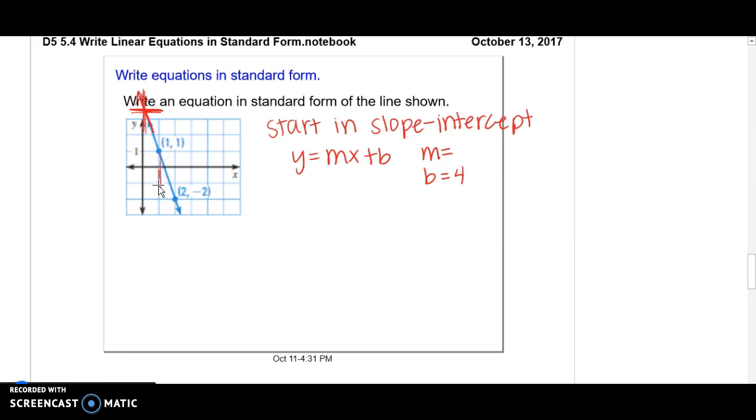And then our slope is our rise over run. So we go down 2 over 1. So our slope is negative 2. These are things you should know. So we have y equals negative 2x plus 4. So start in slope intercept form. Okay. Now we are going to convert to standard form.